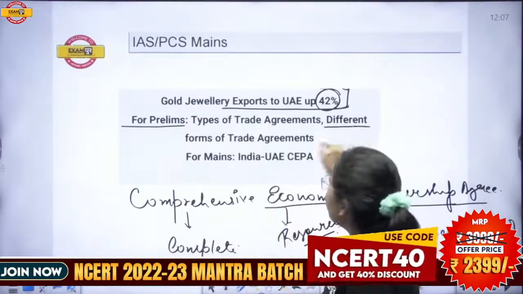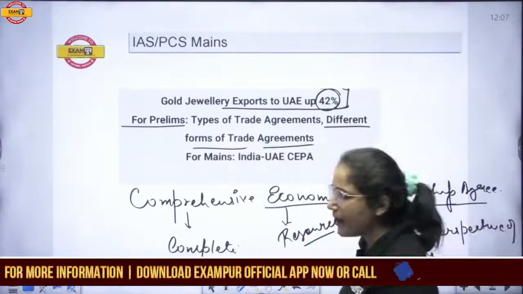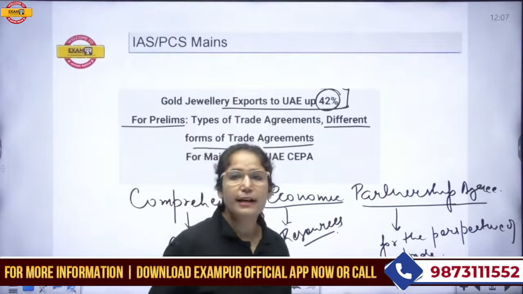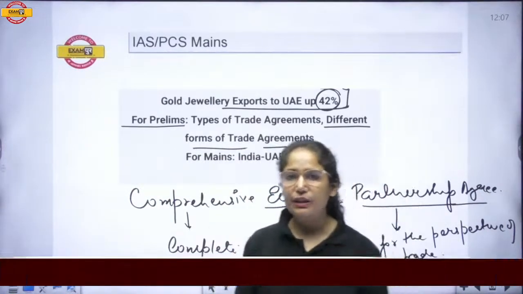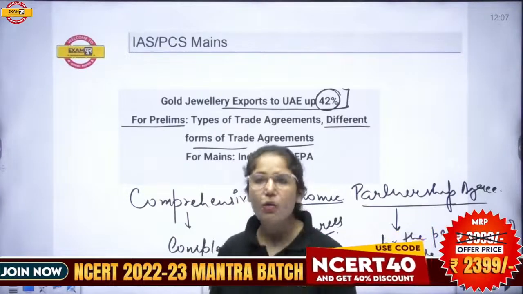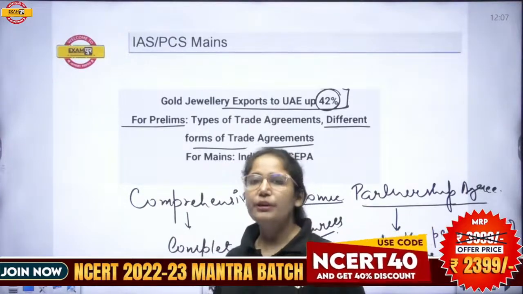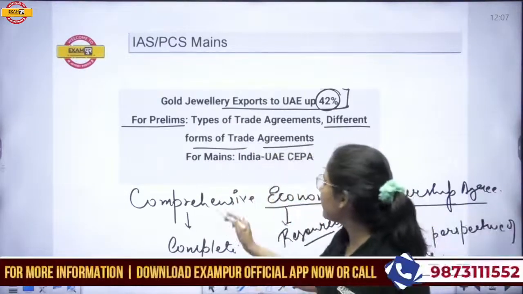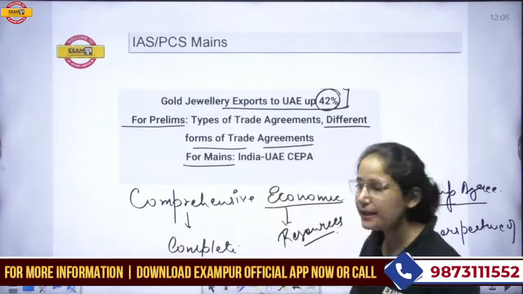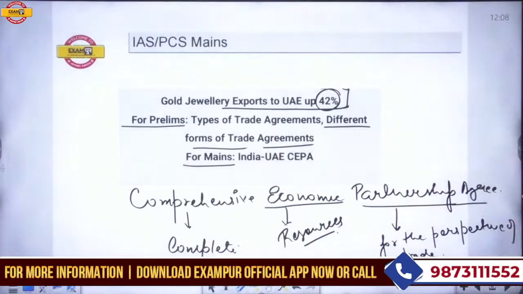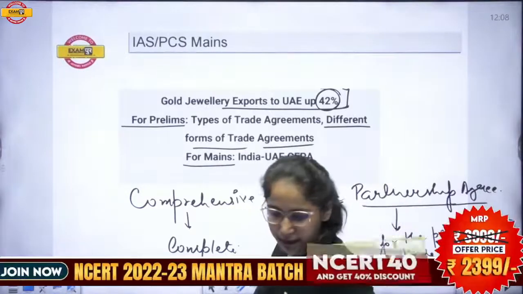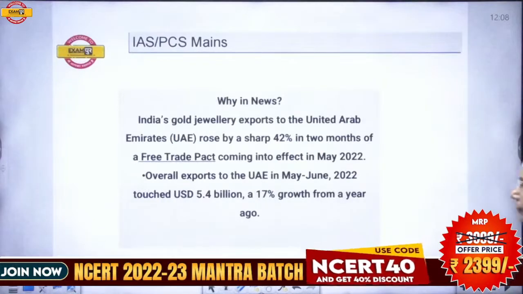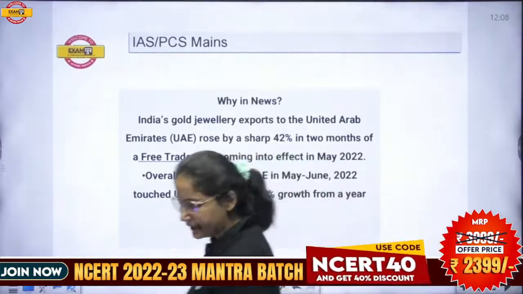Next point, different forms of trade agreements, bilateral and multilateral agreements, are there. Different kinds of free trade agreements are there. You need to know how one agreement is different from another. You need to make a proper assessment of economic partnerships, and with respect to this, the India-UAE Comprehensive Economic Partnership is a very important part. Okay, so now we are going to read in detail.